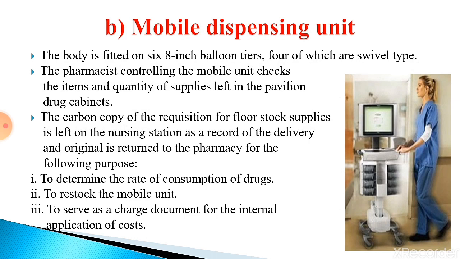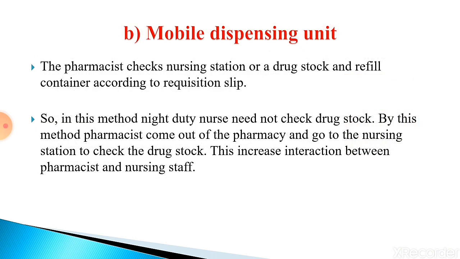The carbon copy of the requisition for flow stock supplies is left at the nursing station as a record of delivery and the original is returned to the pharmacy for the following purposes: to determine the rate of consumption of the drugs, to restock the mobile unit, and to serve as a charge document for the internal application of the cost. The pharmacist checks the nursing station drug stock and refills containers according to the requisition slip. So in this method, the night duty nurse need not check the drug stock. Pharmacists come out of the pharmacy and go to the nursing station to check the drug stocks. This increases the interaction between the pharmacist and the nursing staff.